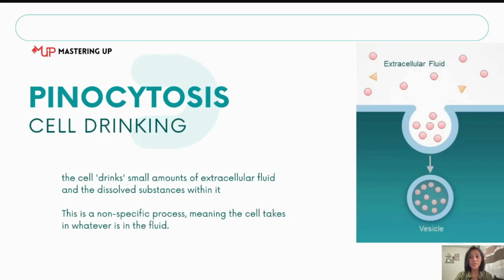Pinocytosis is also called cell drinking. Pinocytosis is the process by which cells take in extracellular fluid and dissolved solutes. The cell membrane forms small vesicles around the fluid, bringing the substances into the cell. An example is that this process is important for nutrient absorption, as it allows cells to take in essential nutrients from their surroundings.